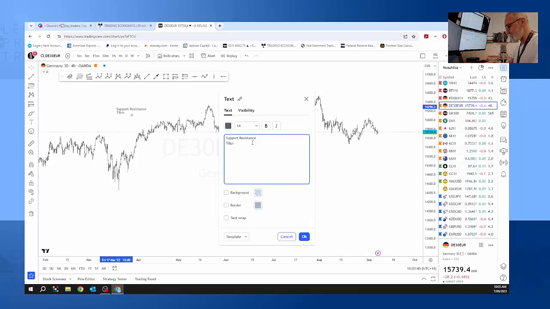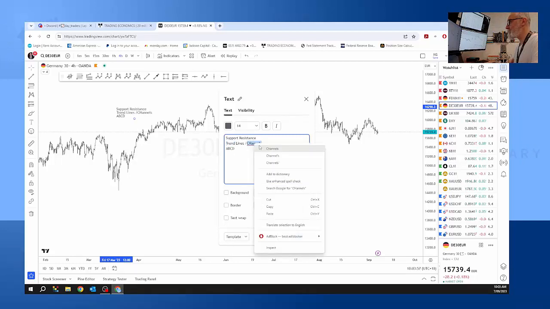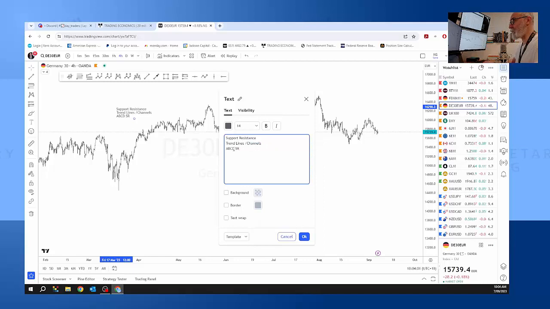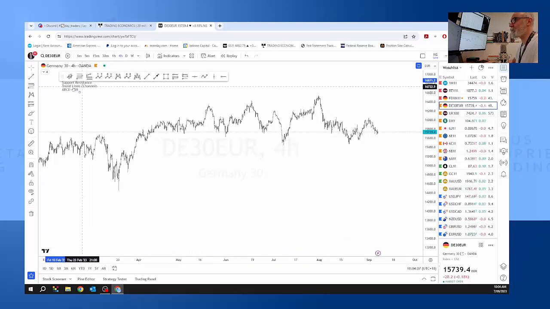Trend lines or channels, and A, B, C, Ds. This is just the simple basics of how SR will work in conjunction with an AB equals CD. That's what we're going to go through.